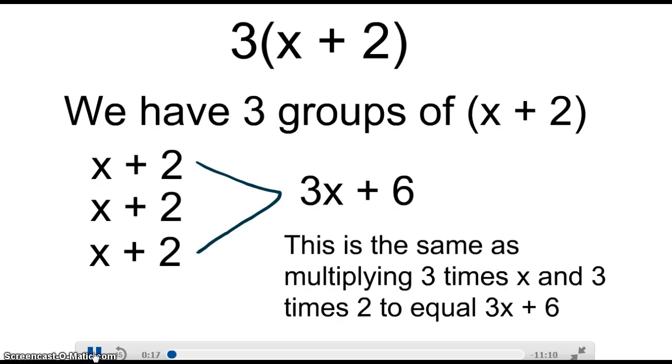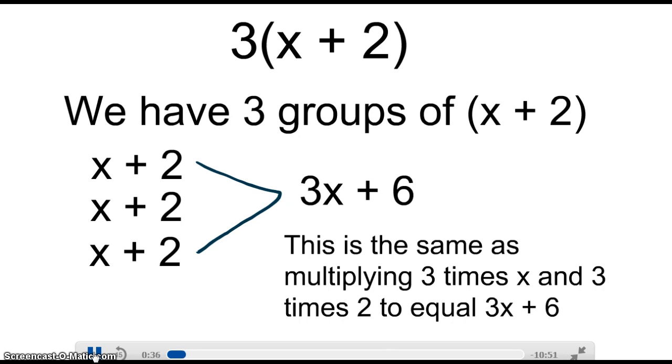We have 3 times x plus 2. So we have 3 groups of x plus 2. If we add up everything, we have x, x, and x. That gives us 3 x's. We have a 2, 2, and 2. So we add that up and we have a total of 6.